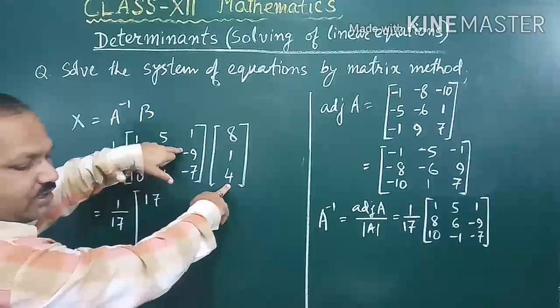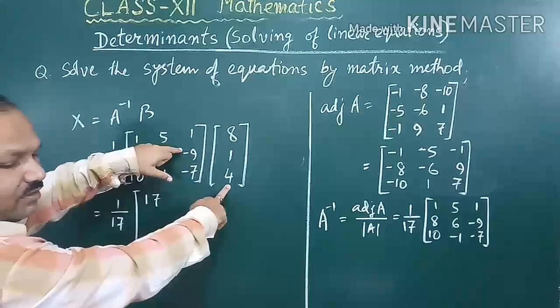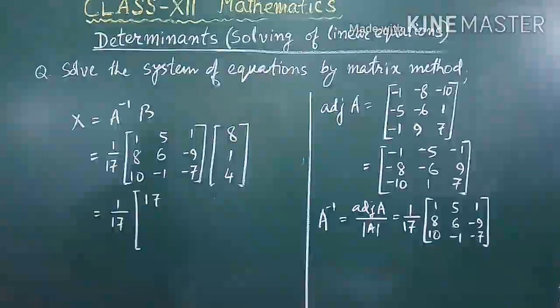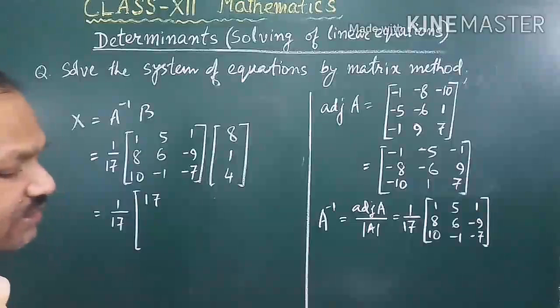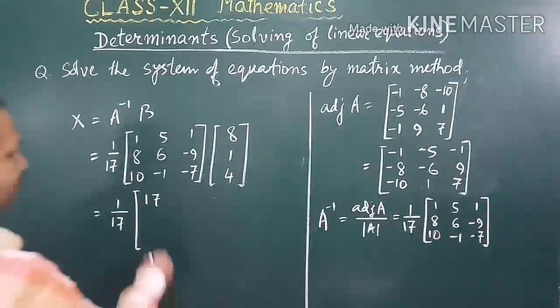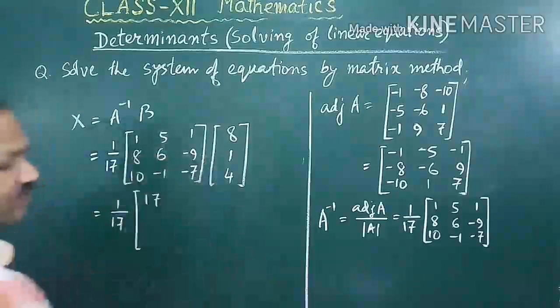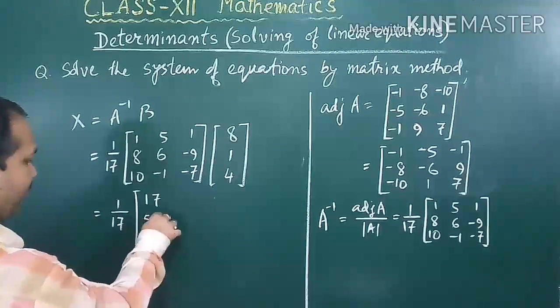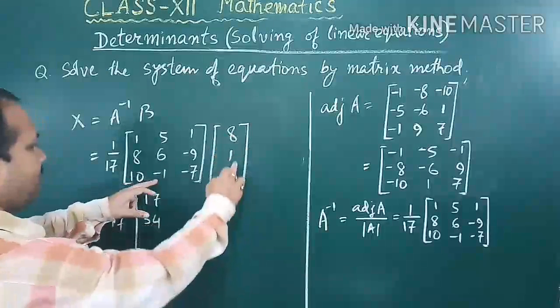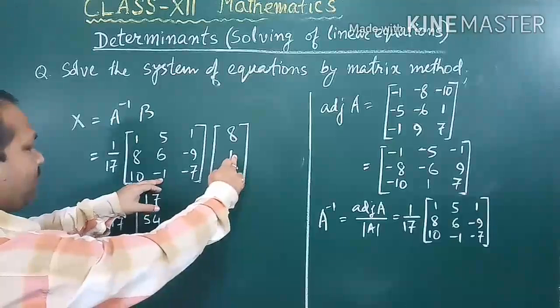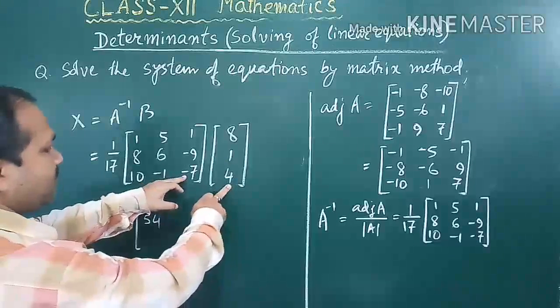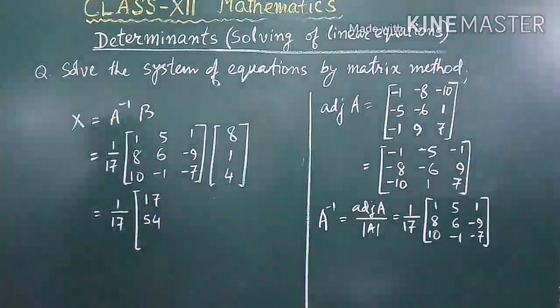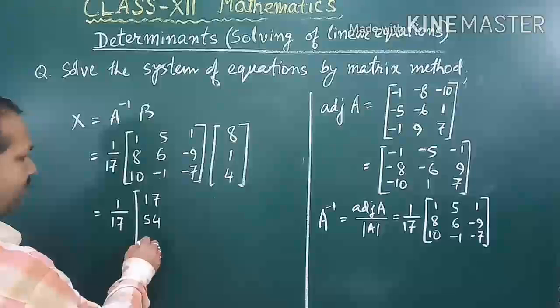So how much are we getting? 90 minus 36, 54. Is it? 54. Then 80 minus 1 minus 28, so 80 minus 29. It is 51.